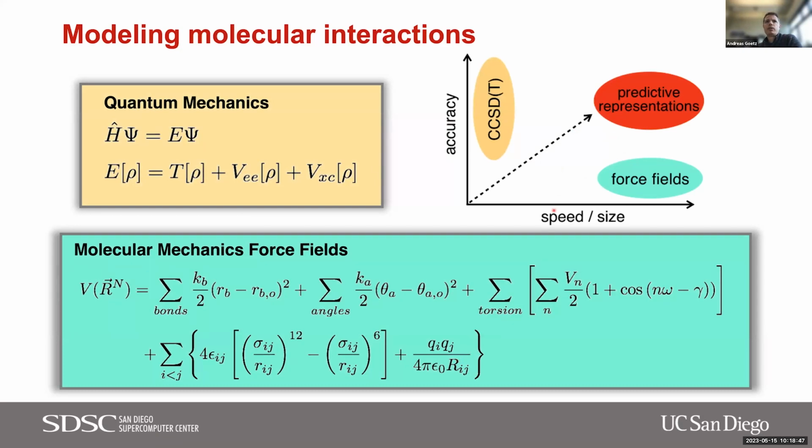And so while quantum mechanical methods are very accurate, they're very slow. The force fields are very fast. That's why they're used, and they can still be used for some predictive representations. So what people are nowadays also doing is adding some machine learning models to spice things up a little bit. But for most applications, force fields are still used, and they will be used in the future.